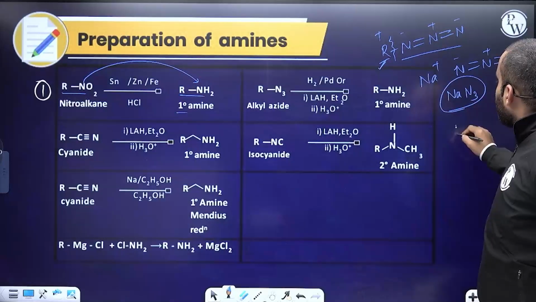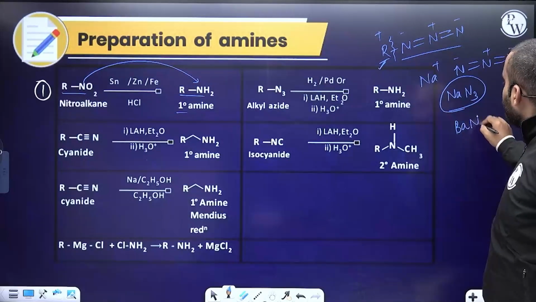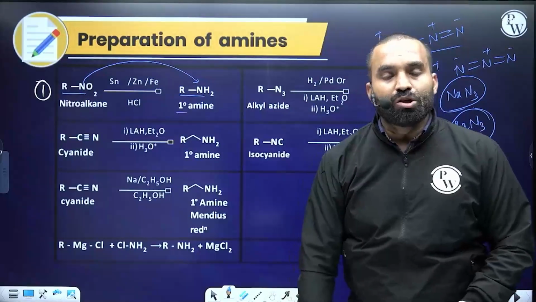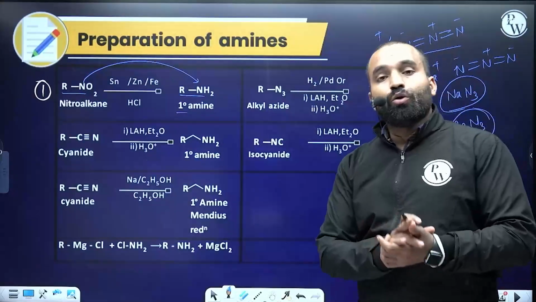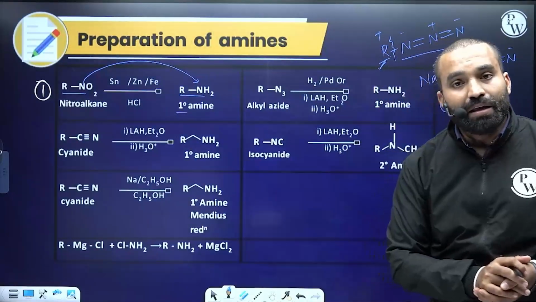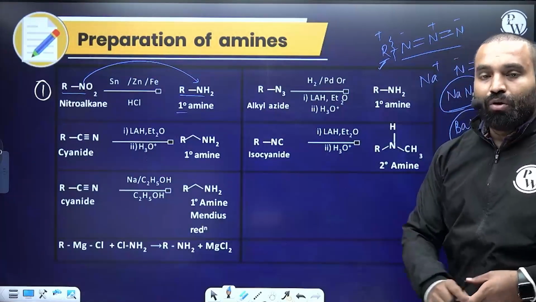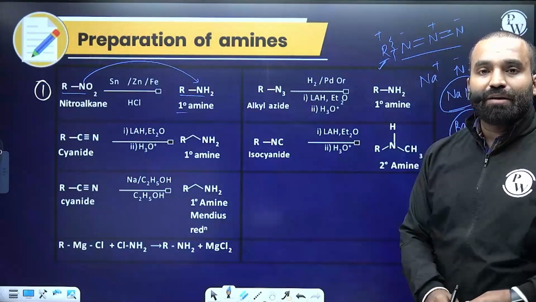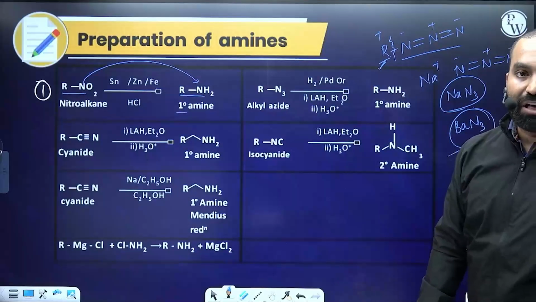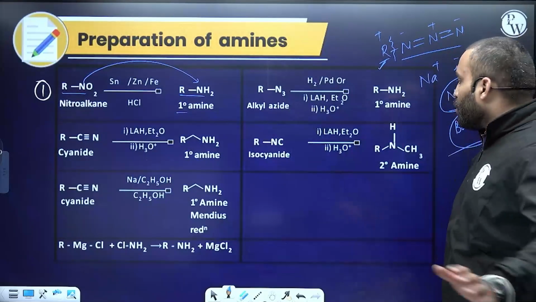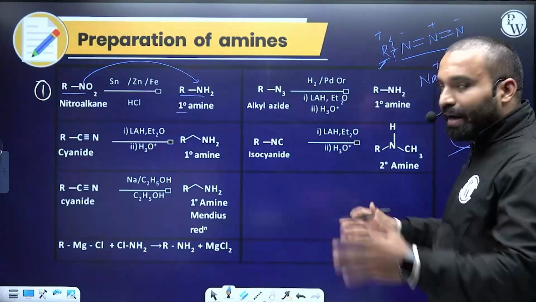There is another compound, barium azide. Very useful compound. I want you to tell me in the comment box, where do you use barium azide? Right? This is from your s block chemistry question also. Very often it is asked in JEE Mains as well as in NEET examination. So you have to tell me in the comment box where we actually use barium azide. Let's come back to amine processes.